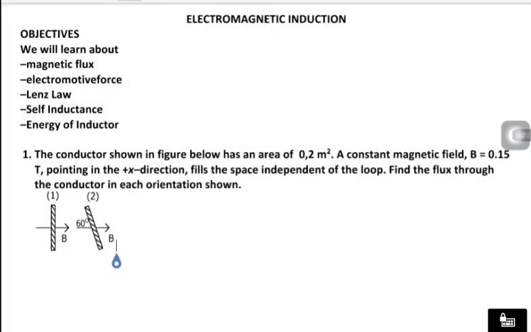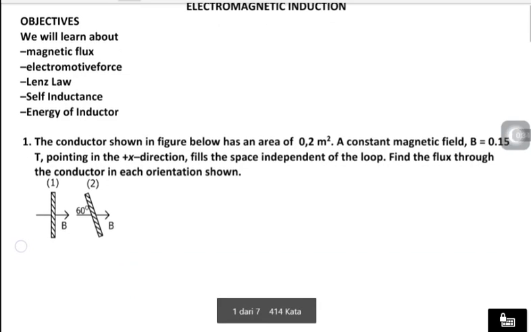Now we see number 1. The conductor shown in the figure below has an area of 0.2 meters squared. A constant magnetic field B of 0.15 Tesla, pointing in the x positive direction, fills the space independent of the loop. Find the flux through the conductor in each orientation shown.